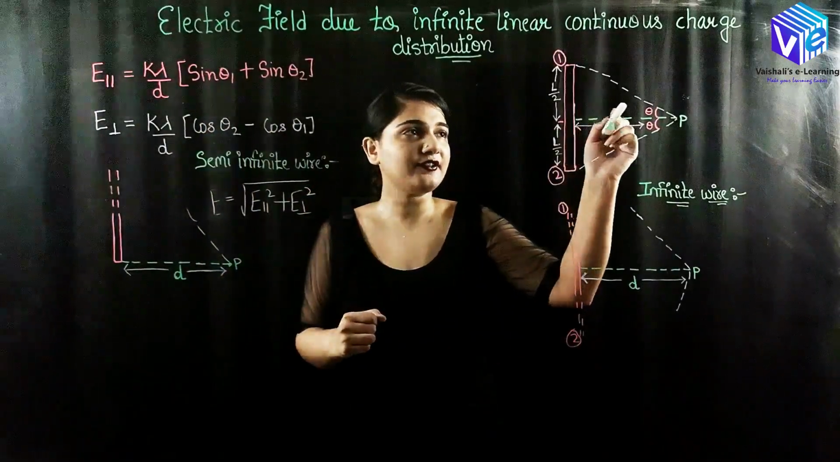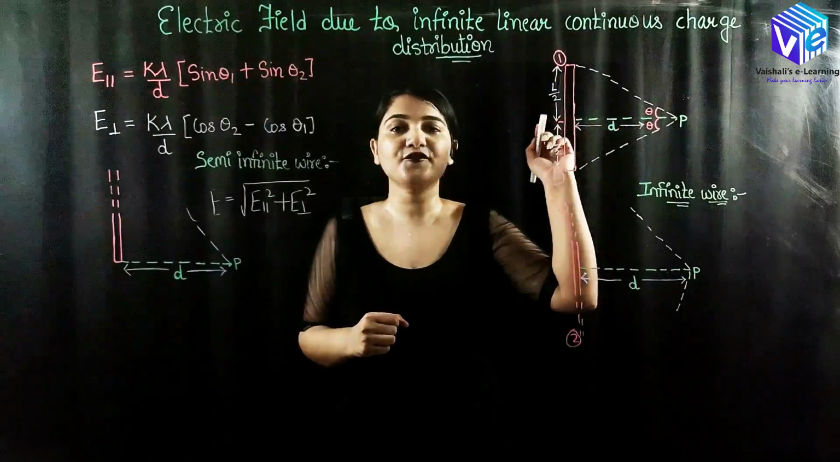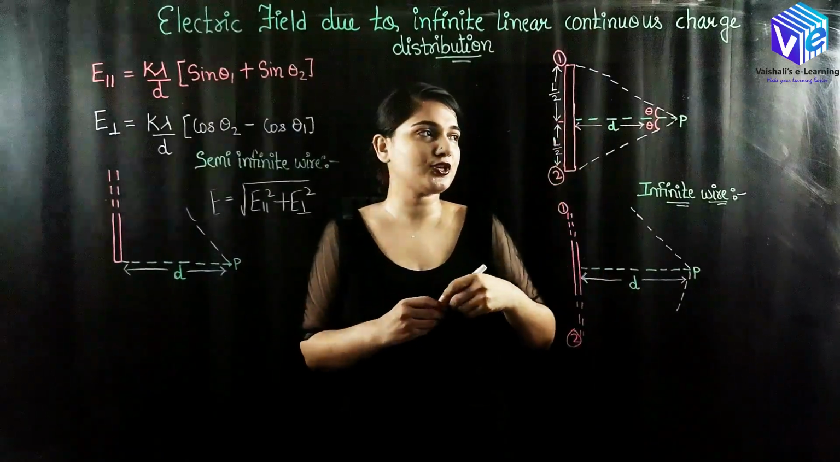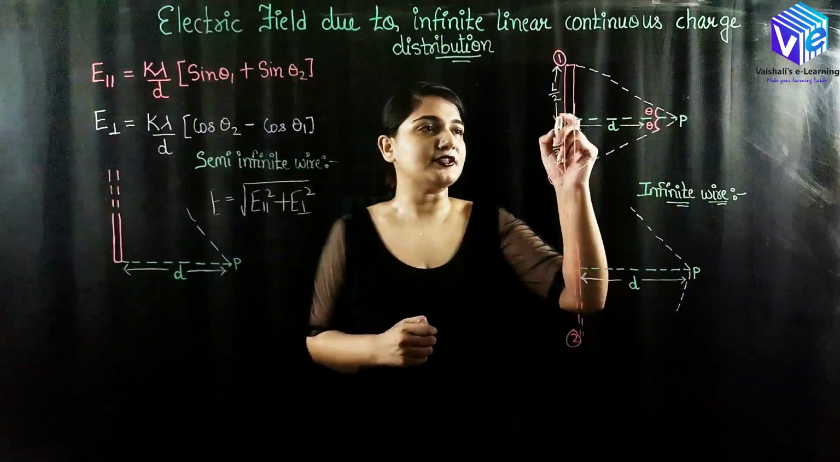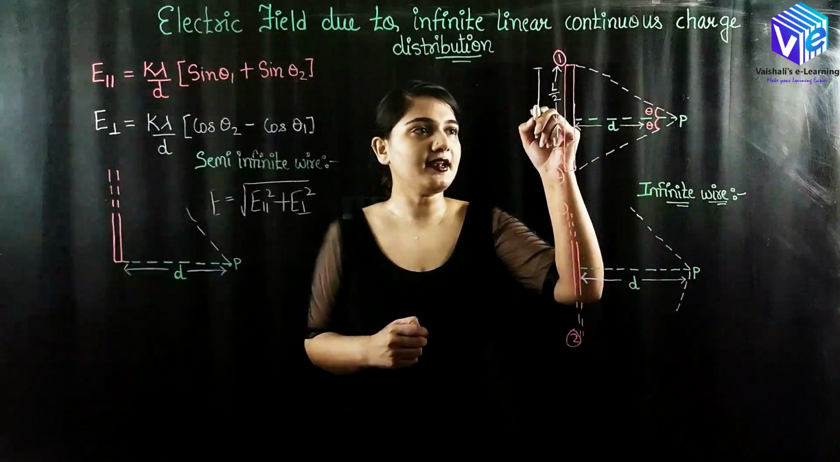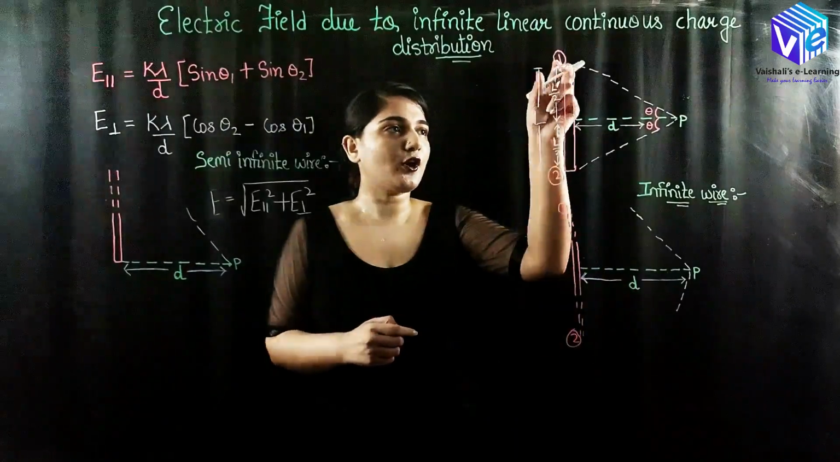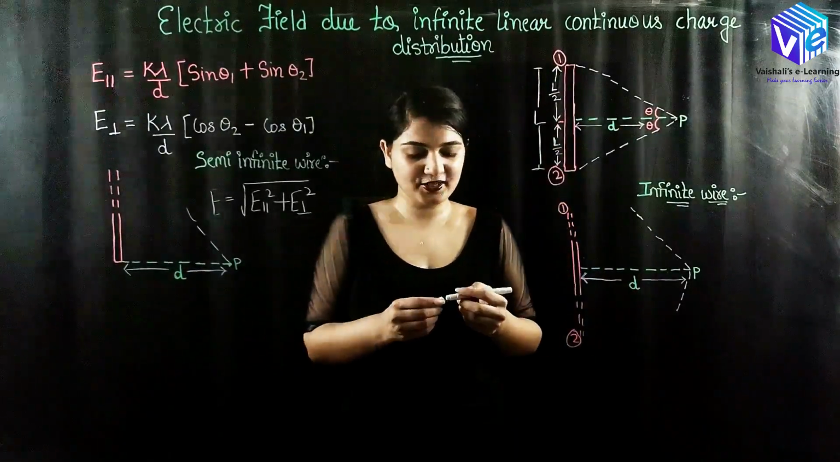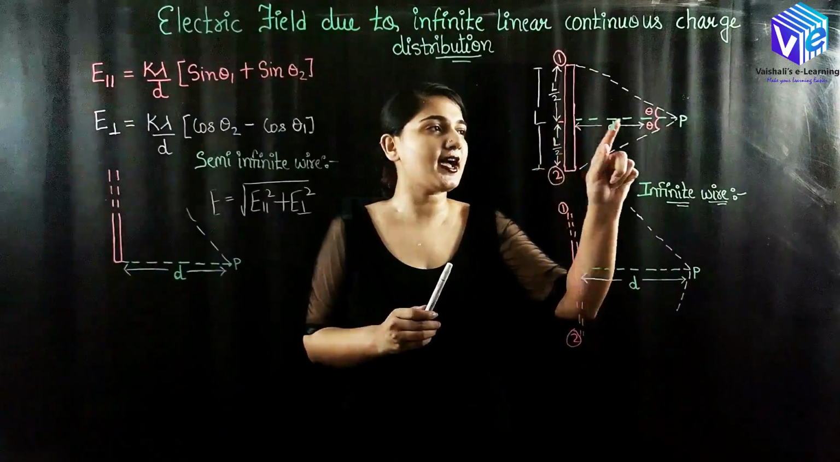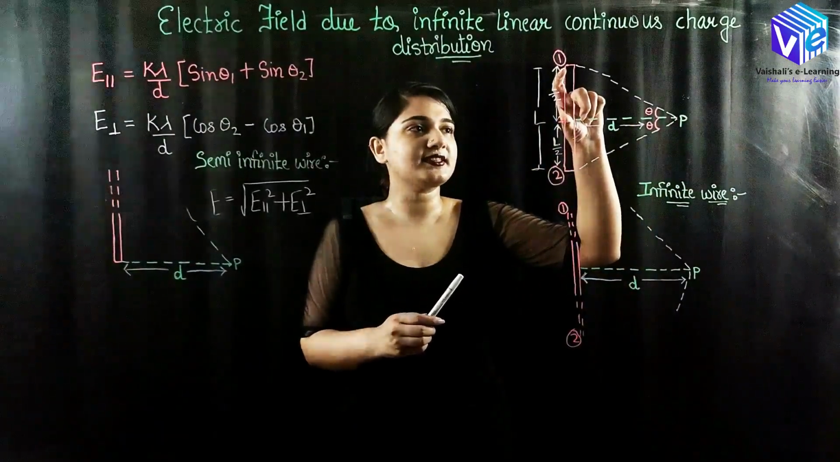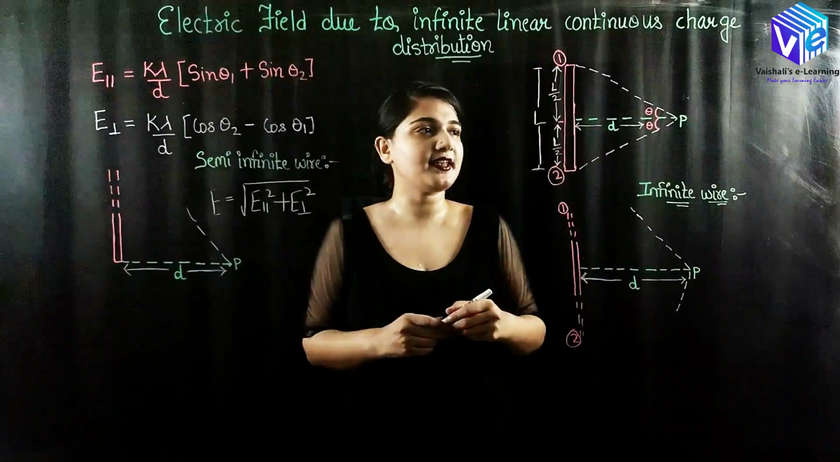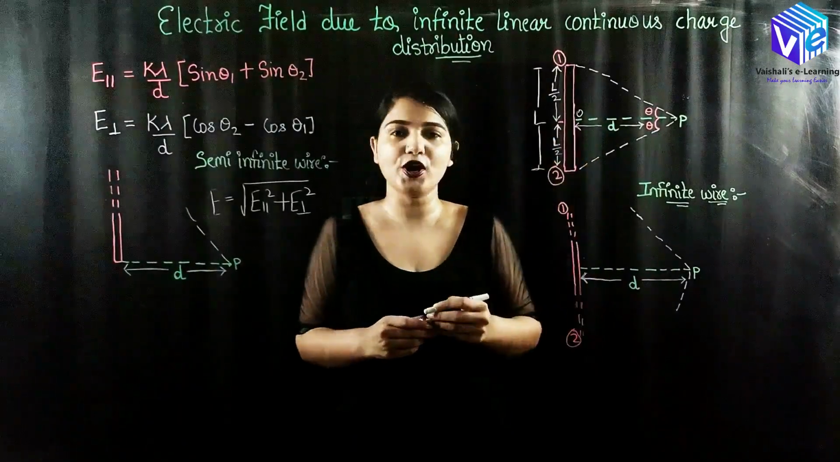Here I have the first case, a finite line charge distribution, but my point P is at the middle of this line. If the overall length of this line charge distribution is L, my point is on the axis passing through the center. This distance is L by 2, and this distance is again L by 2. Let's take the center to be the point O.